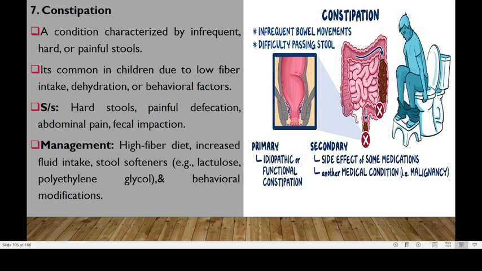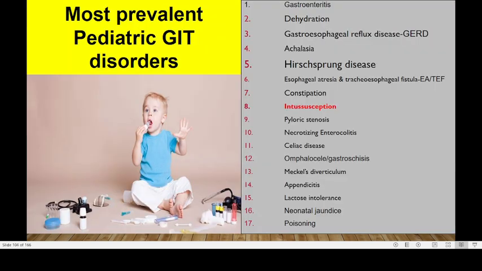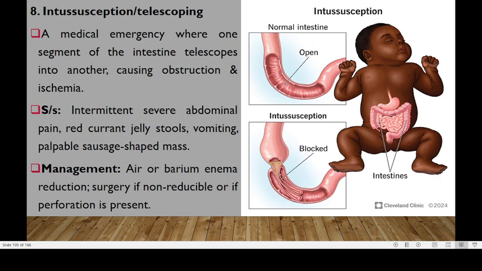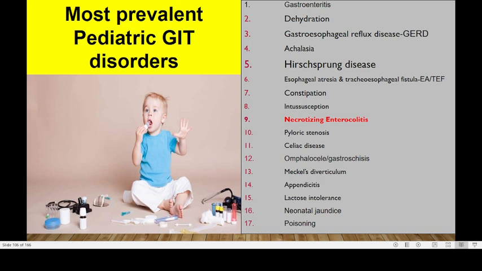Constipation is characterized by infrequent, hard, and painful stool. Intussusception is a medical emergency where one segment of the intestines telescopes into another one, causing obstruction and ischemia. In such a case, you find intermittent severe abdominal pain, red currant jelly stools, vomiting, and a palpable sausage-shaped mass.